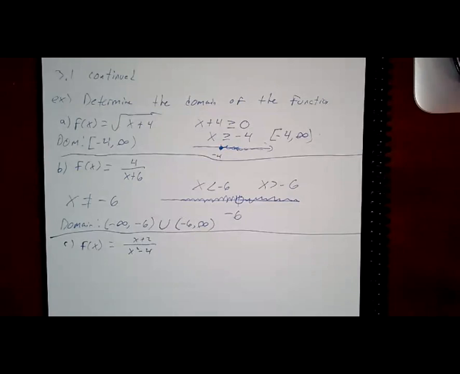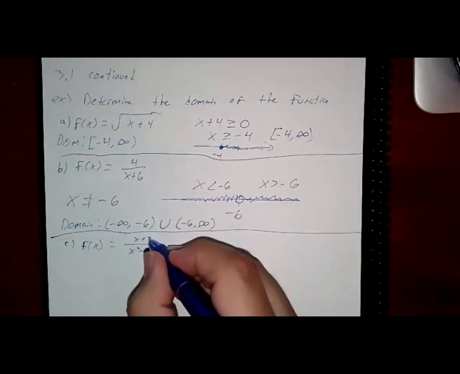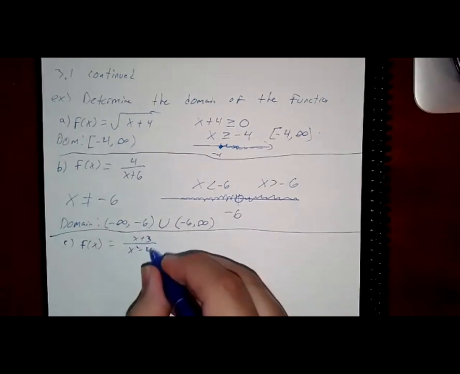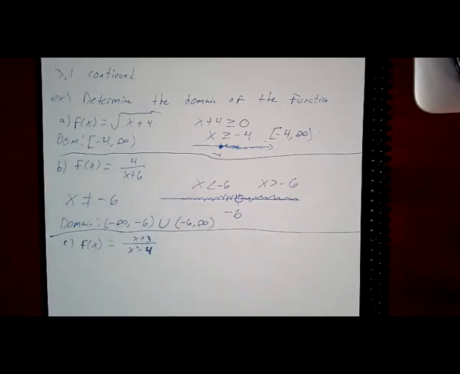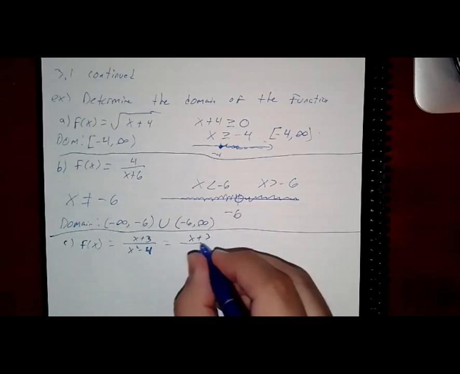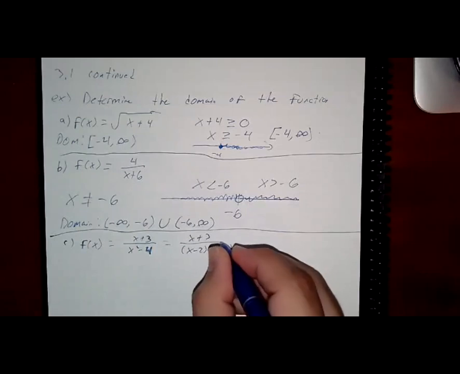Bottom x squared minus 4, x plus 3 on top. Okay. Right, so before you start this guy, you gotta factor the bottom. So this is the difference of squares, correct? Your factor section.